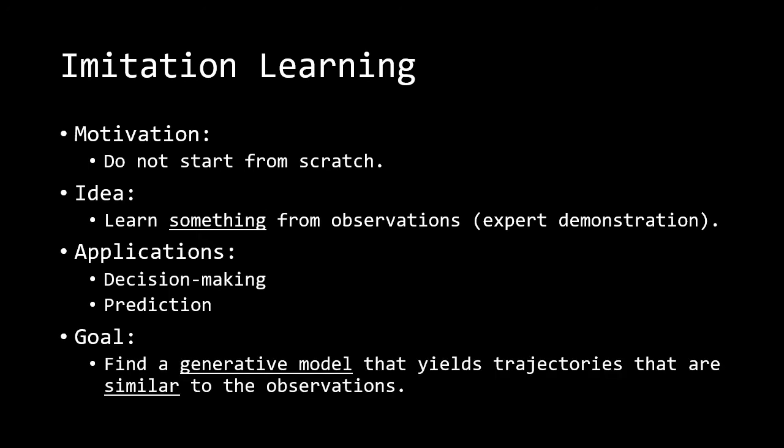So the goal, the formulation, will be to find a generative model that yields trajectories that are similar to the observation. What does that mean, similar? Because for imitation learning, there are some notions of behavioral match. You want to have similar behaviors, true, but what similarity metric are you using then? That's the second question that will be answered. And generative model, because you want to learn this model.